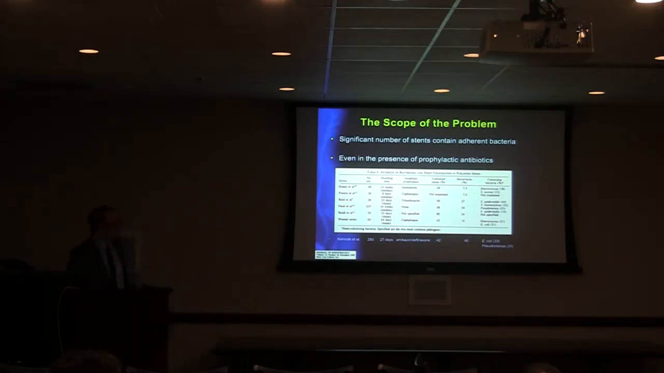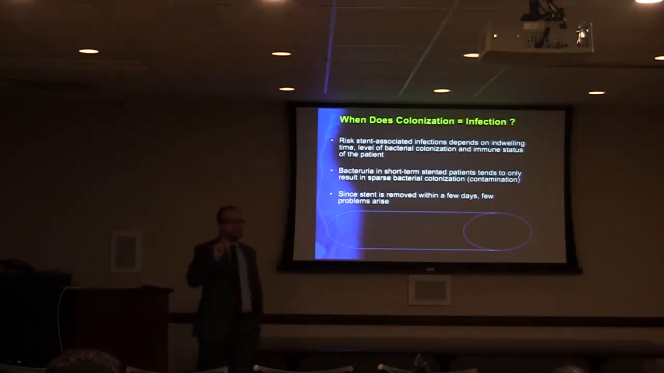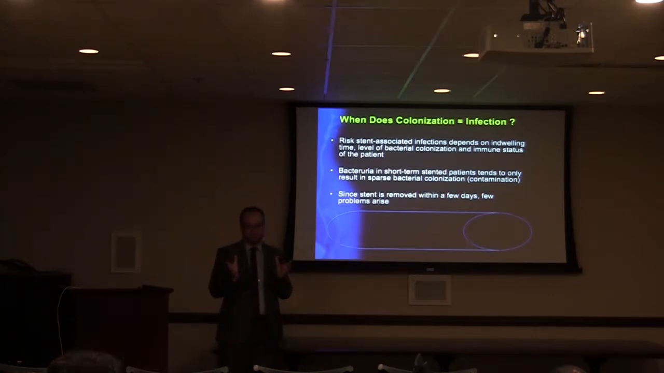When you look at the actual numbers of colonized stents, the range is anywhere from 30% all the way up to 90%. And trimethoprim isn't exactly an easy antibiotic either. So clearly it's a problem. But one thing to keep in mind is that colonization, or the presence of bacteria, doesn't necessarily mean infection.